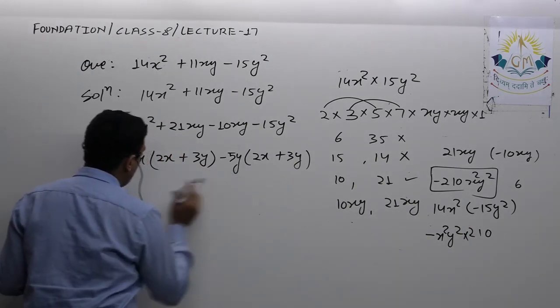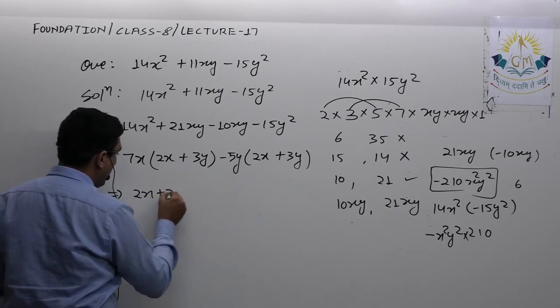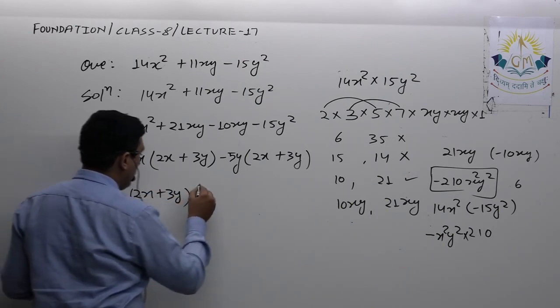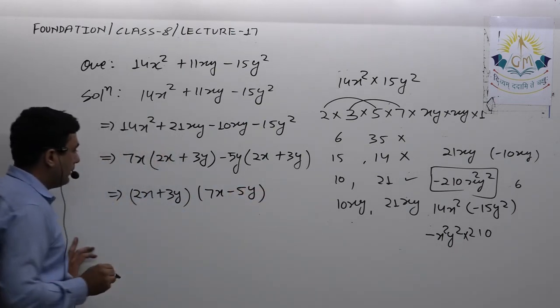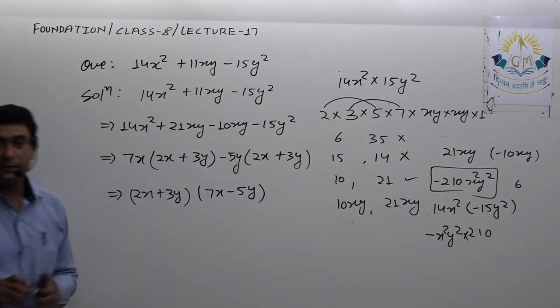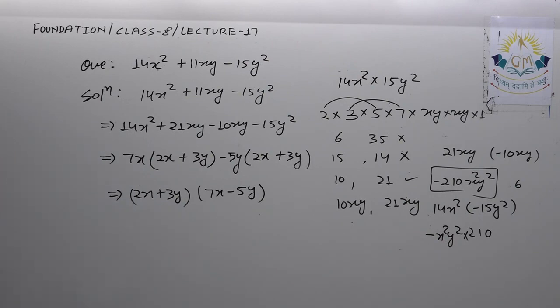Now from these two you can take 2x plus 3y common. Okay, so here you are left with 7x minus 5y. Okay, so these are the final factors, so please note it down.